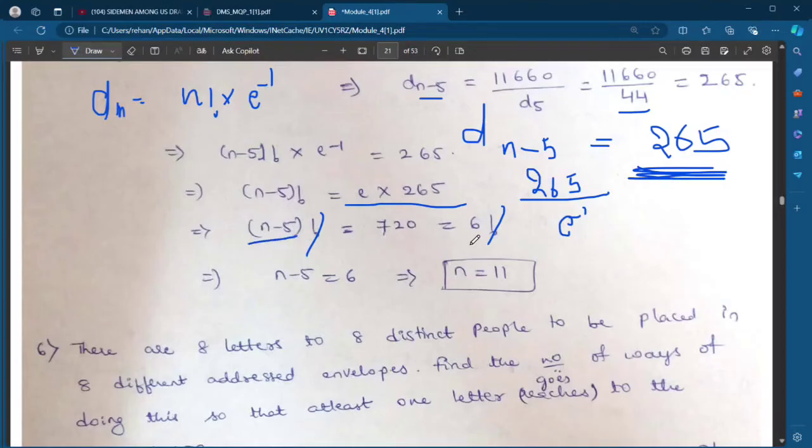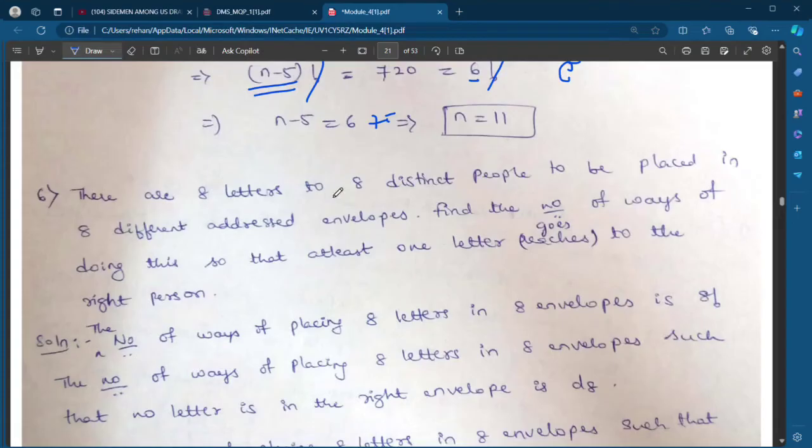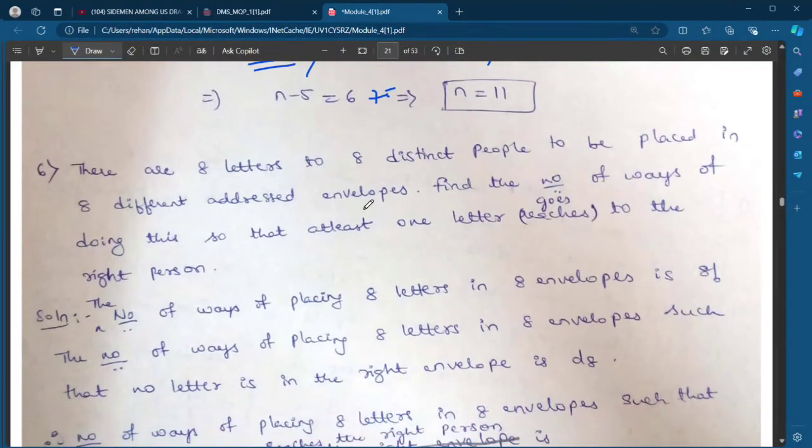Okay. Therefore, from these two equations, I can say n minus 5 factorial is equals to 6 factorial, right? So I'm equating this number, this should be equal to this number. Both are factorials. I can say that n minus 5 is equals to 6. So n is equals to 6 plus 5, that is 11.